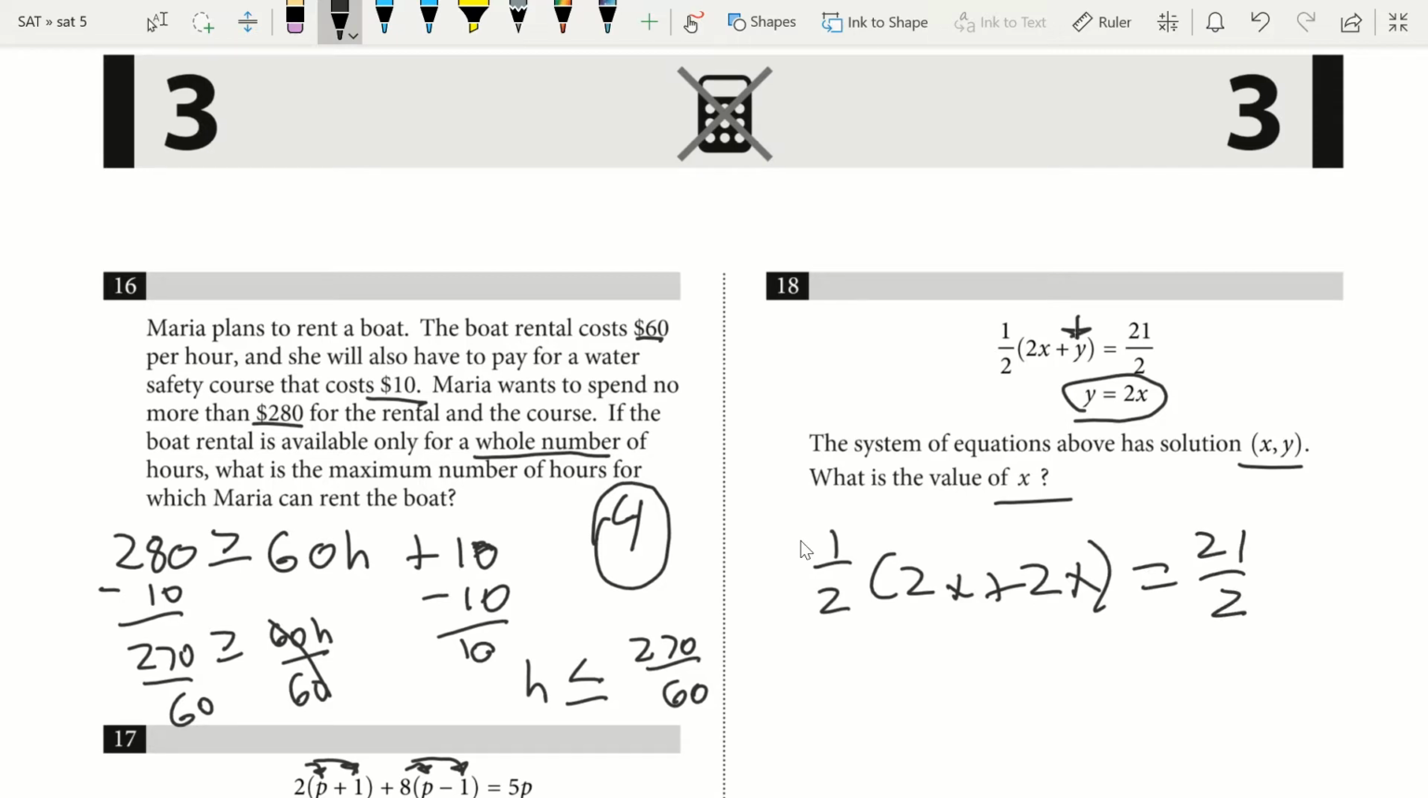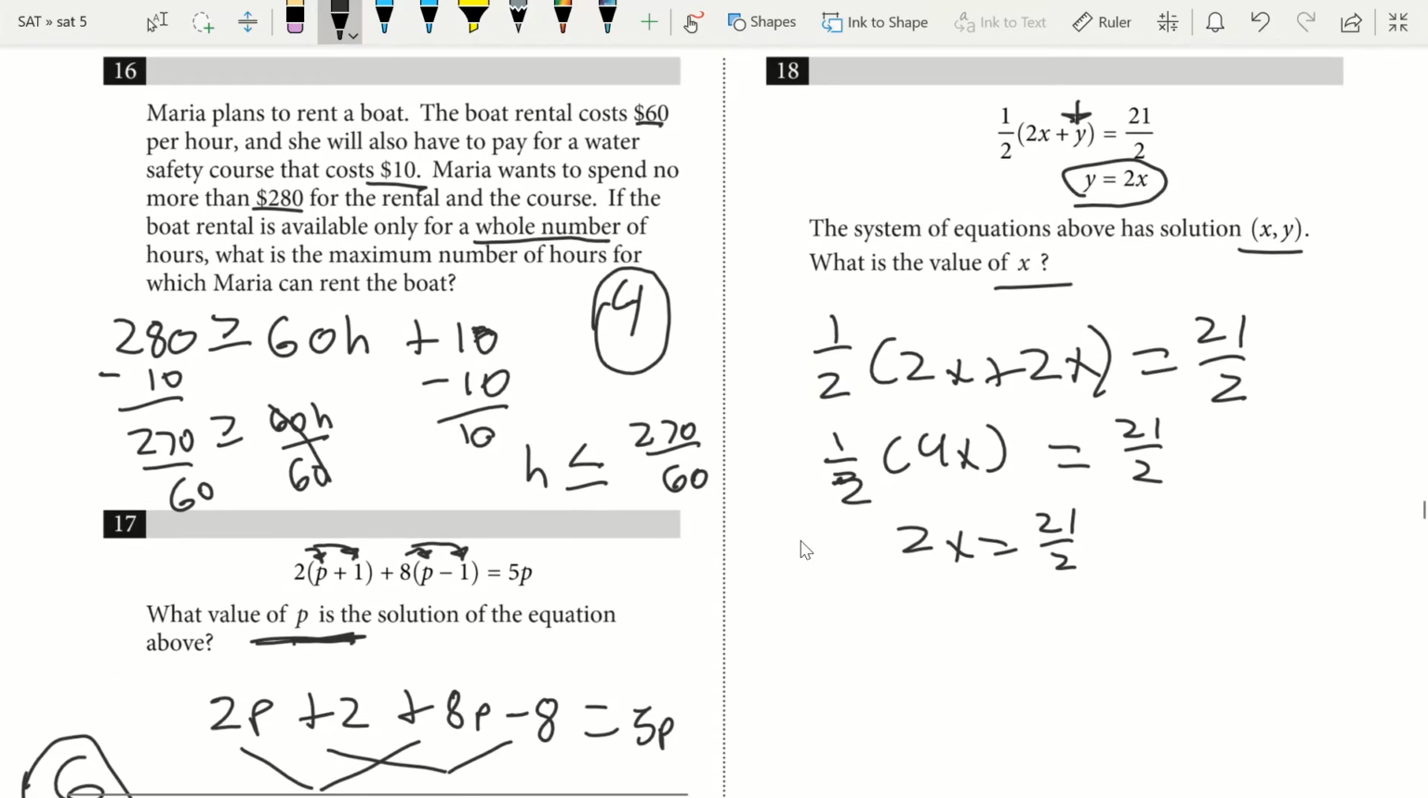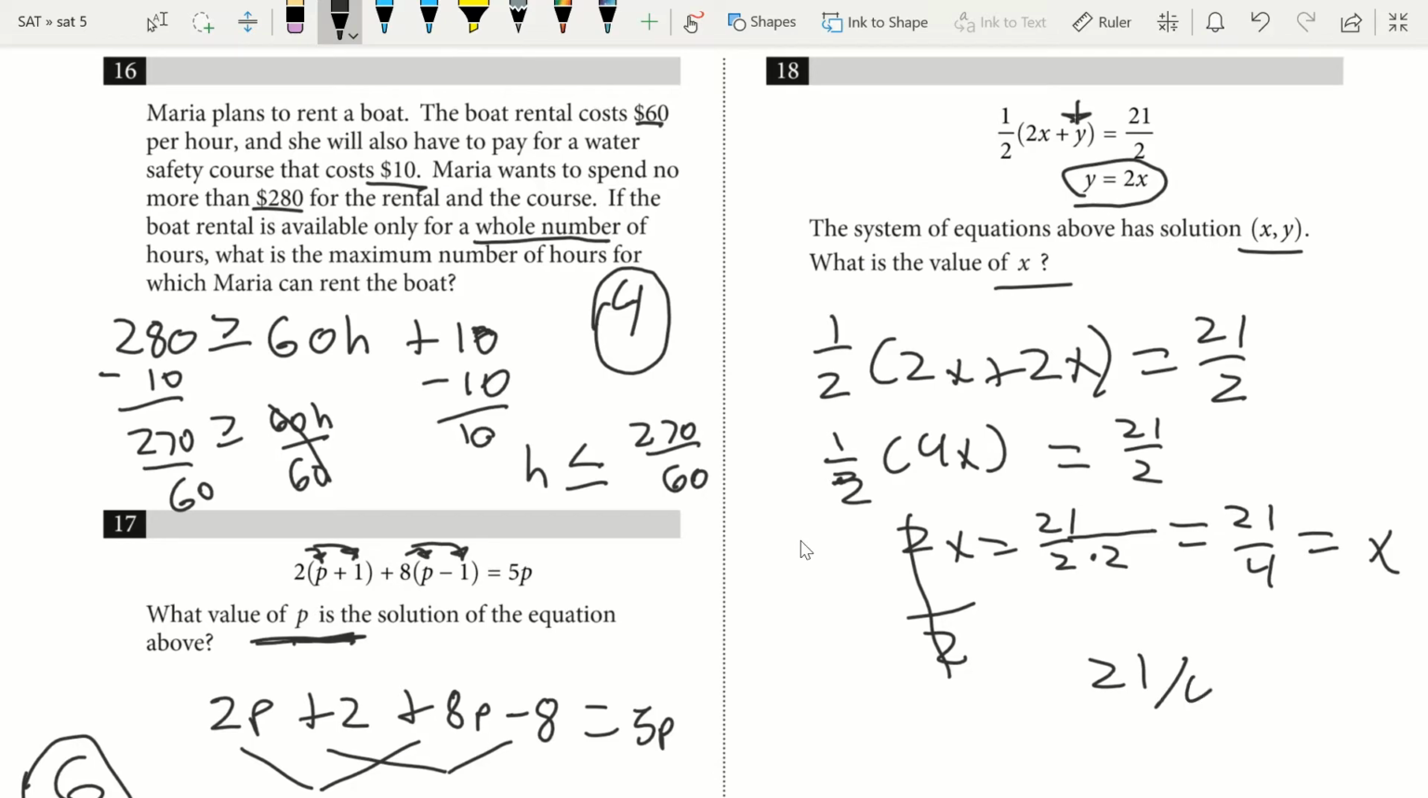Now we can go ahead and see 2x plus 2x, that's 4x. 4x times 1/2 is the same as 4x over 2. And we know that 4x over 2 is going to give us 2x. So we'll have 2x equals 21 over 2. We'll divide each side by 2 to isolate x, right? And we know dividing 21 over 2 by 2, we just multiply by 2 in our denominator to get 21 over 4 equals x. So our answer will be 21 over 4.